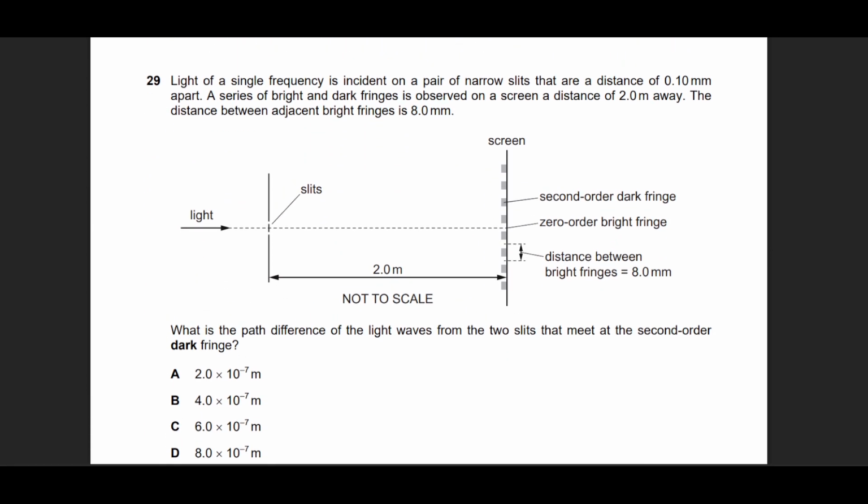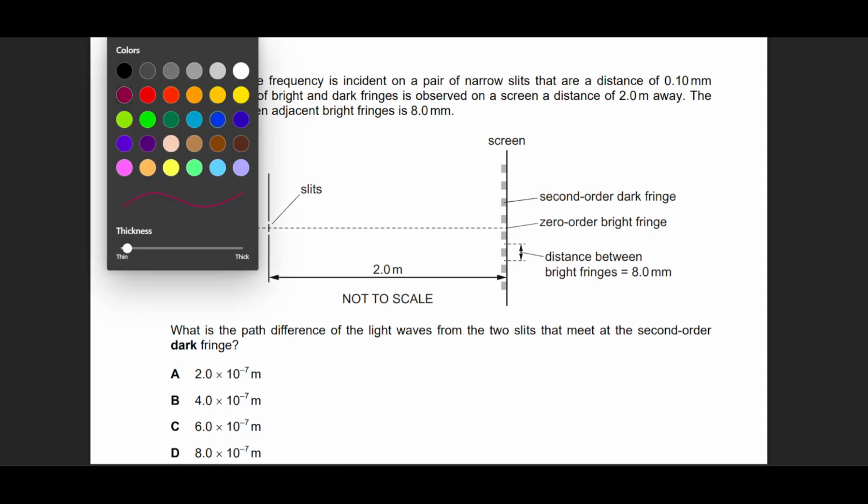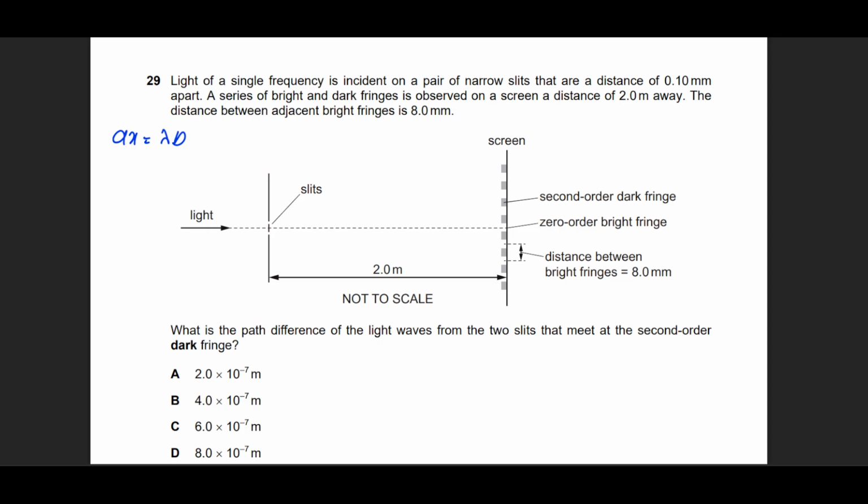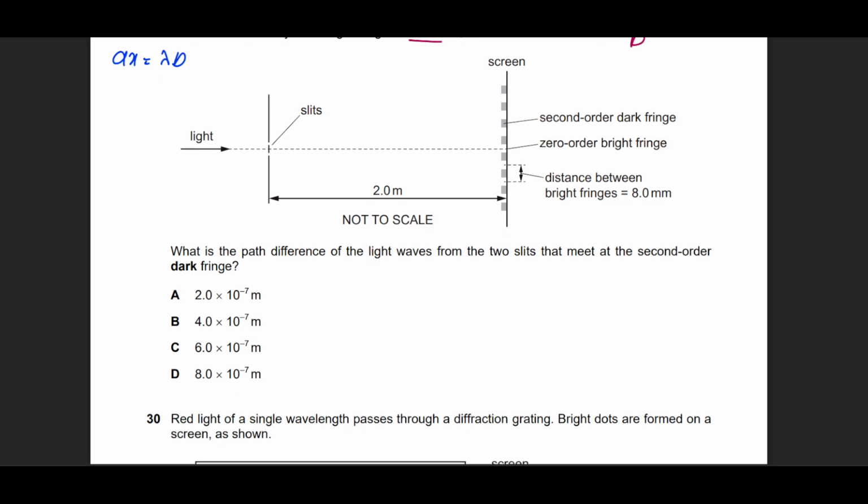Question number 29. He says that it's a double slit experiment. So the formula that I'm going to use is ax = lambda D. Always remember to write down the formula at the beginning of the question. He says that it's 2 meters away. This is D. The separation is a. And the distance between the bright fringes is 8, which is going to be x. He says, what's the path difference?